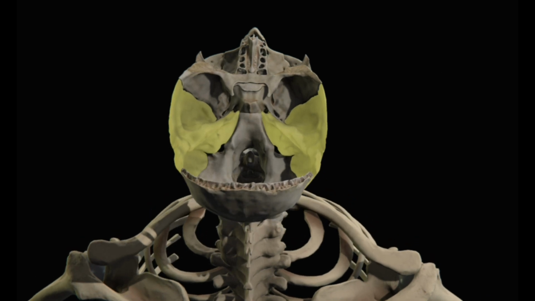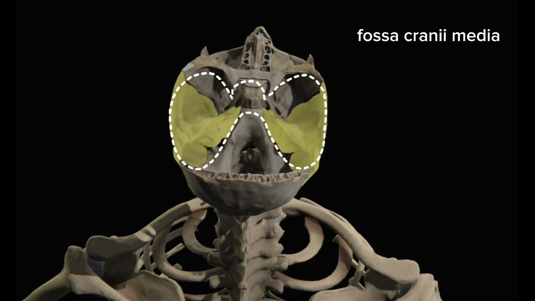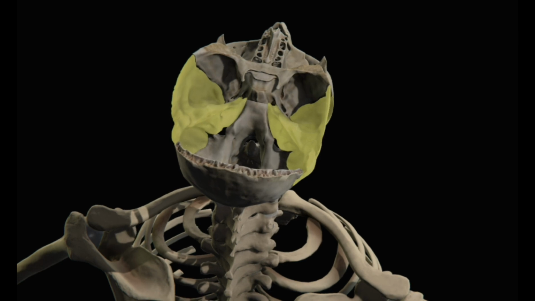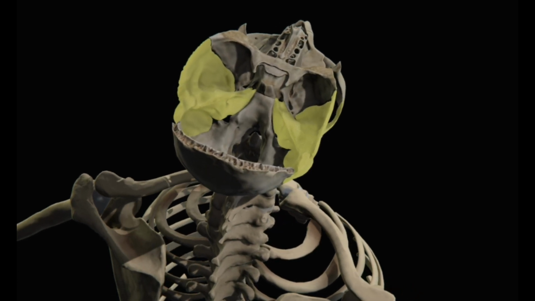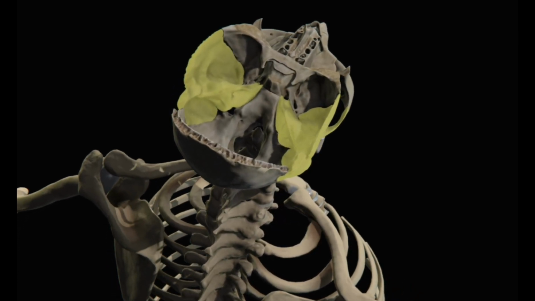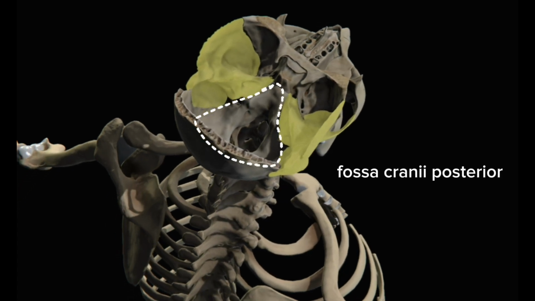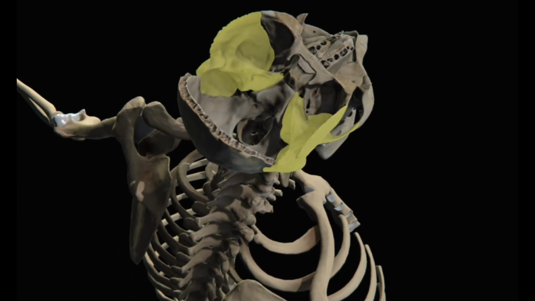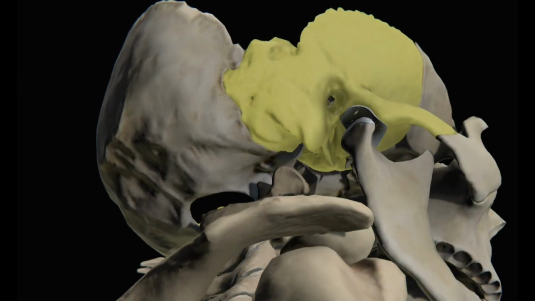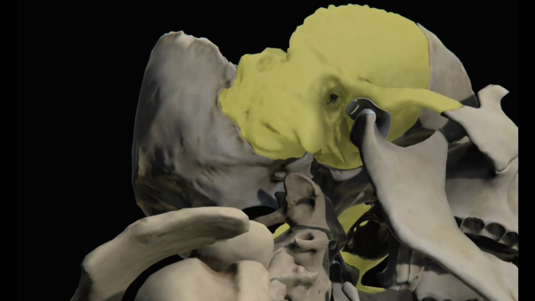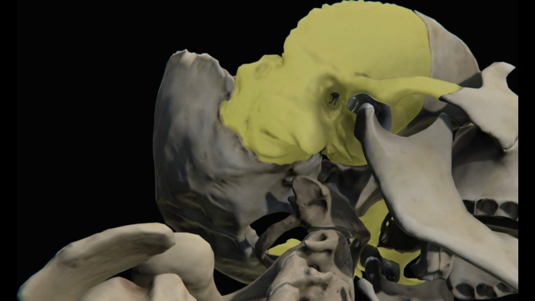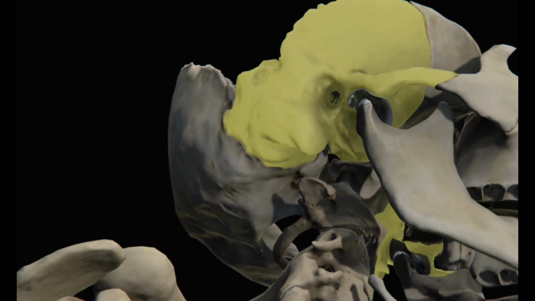The anterior surface forms part of the floor of the middle cranial fossa. The posterior surface faces backward and medially, forming part of the anterior wall of the posterior cranial fossa. And the inferior surface faces downward and is only visible on the external surface of the base of the skull.